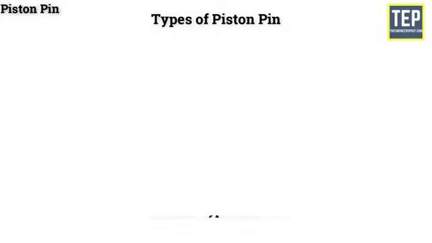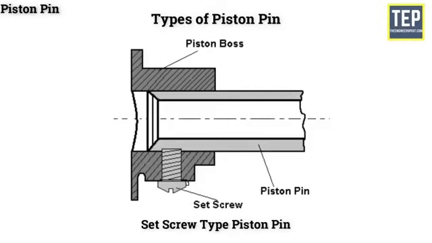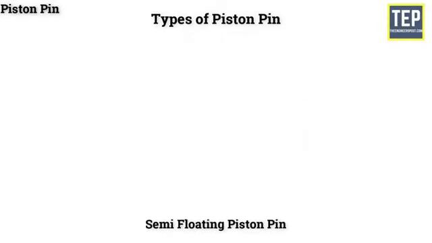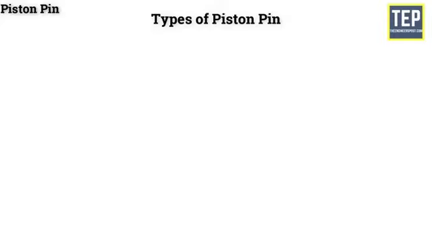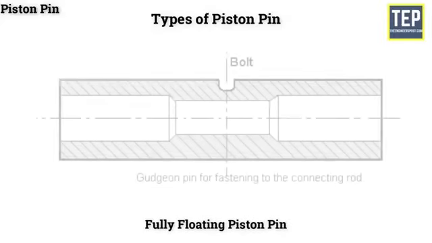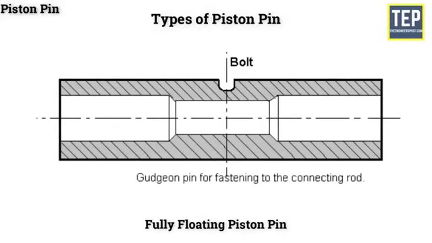They are set screw type piston pin. This pin is fastened to the piston by a set screw. Semi-floating piston pin. It is fastened to the connecting rod with the clamp screw. Fully floating piston pin. The pin floats in both the piston bosses and the small end of the connecting rod. It is prevented from coming in contact with the cylinder wall by 2 circlips.